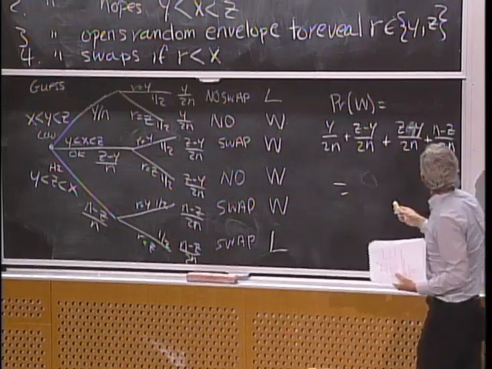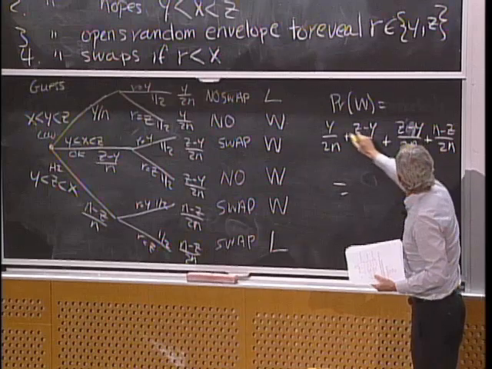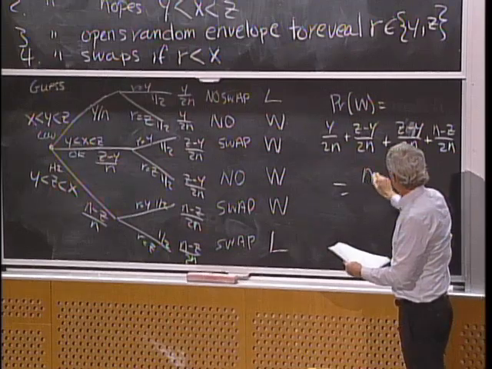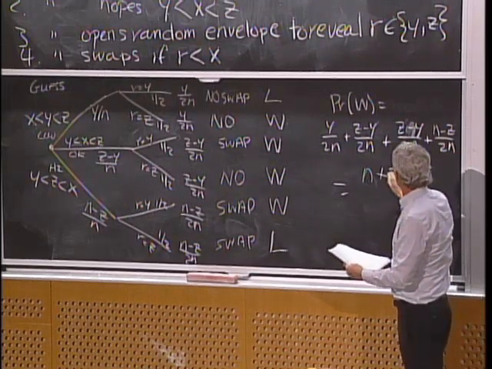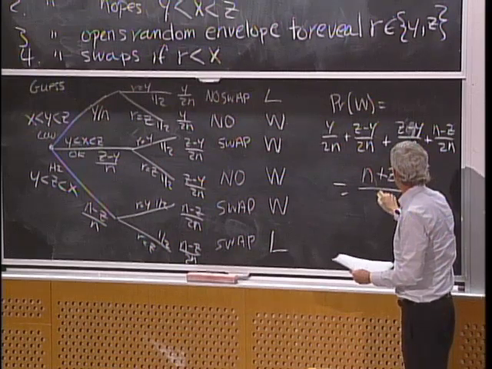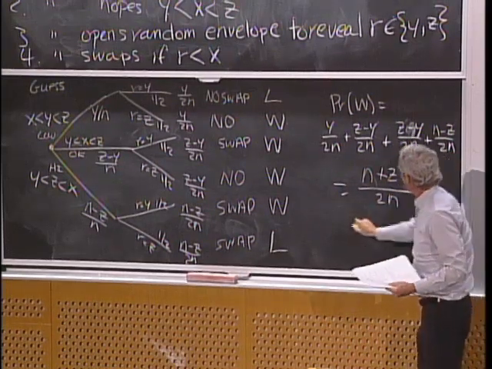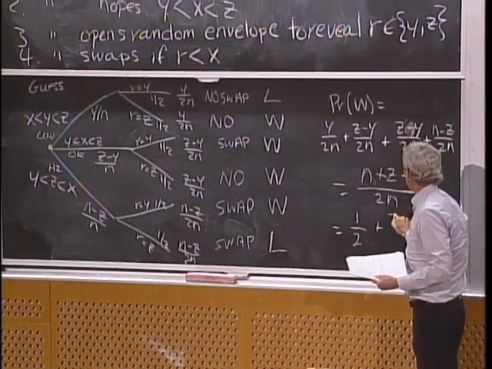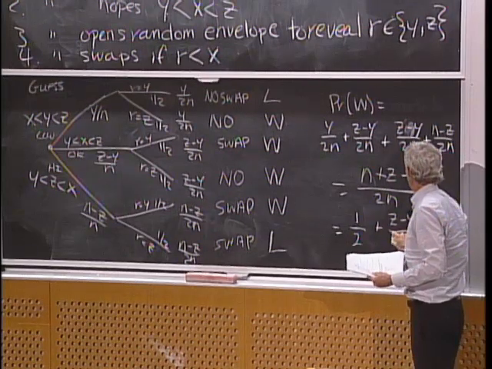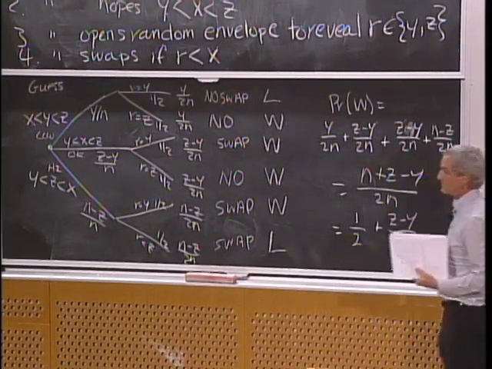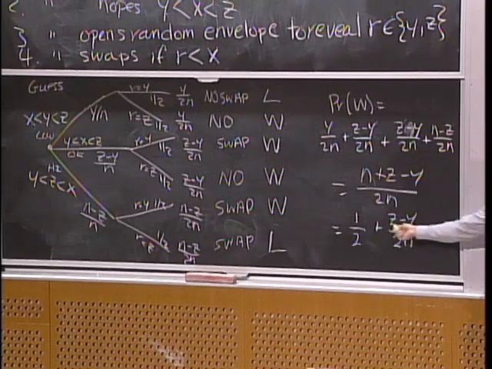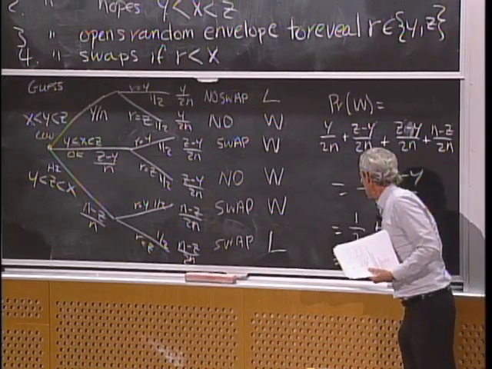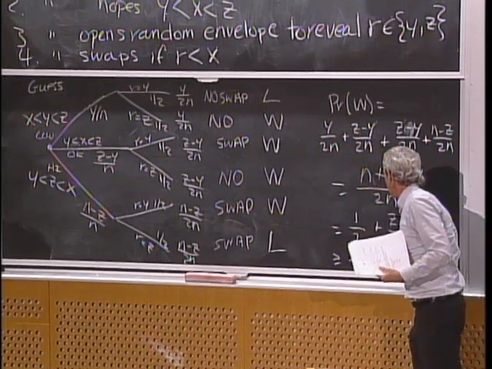All right, that equals, well, a z cancels a z, and a y cancels a y. So I've got n, one z left, and one negative y left over 2n. And I can simplify that. N over 2n is a half, plus what's left over, z minus y over 2n. And we know that z and y are different by at least 1. So this is at least 1/2 plus 1 over 2n.